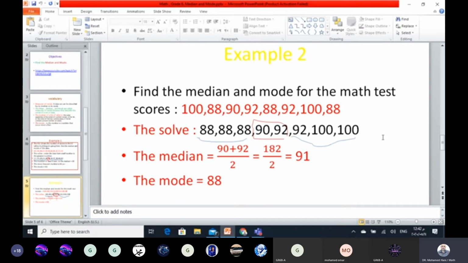How to solve the mode? The most repeated number, the most frequent. Here, as you see, we have 100 2 times. We have 92 2 times. We have 88 3 times. So 88 is the most repeated, the most frequent. So the mode here will be what? It will be 88.